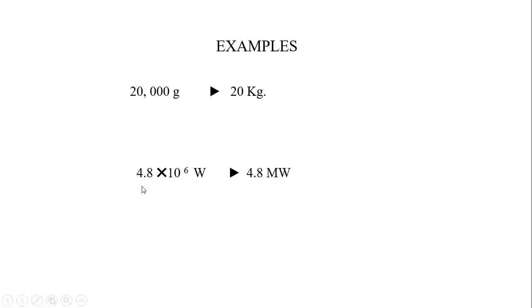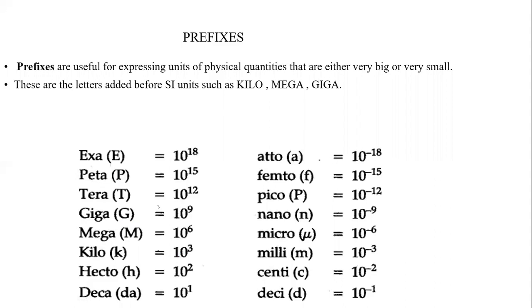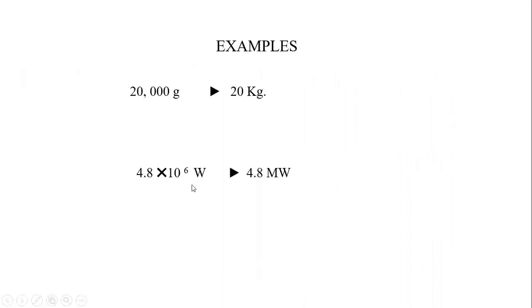In the second example, we have the term 4.8 exponent 6 watt. So instead of writing exponent 6 again and again, we can use a prefix. You can easily see that the value of mega equals exponent 6. So instead of writing a large quantity again and again, we can simply term it as 4.8 megawatt. So in this way, we can use prefixes to write large quantities in a simple form.